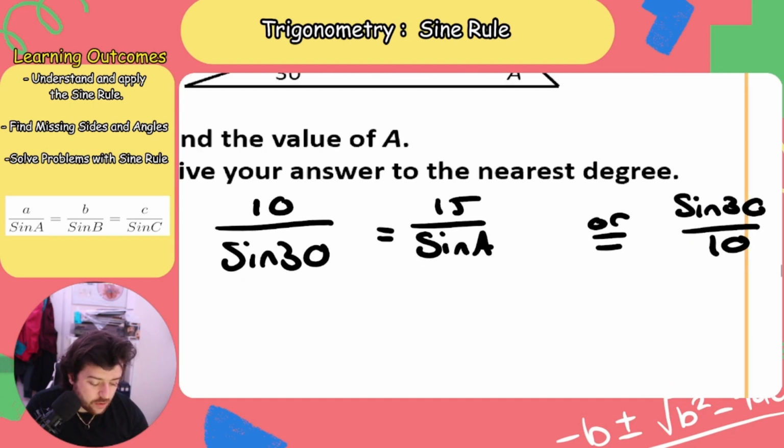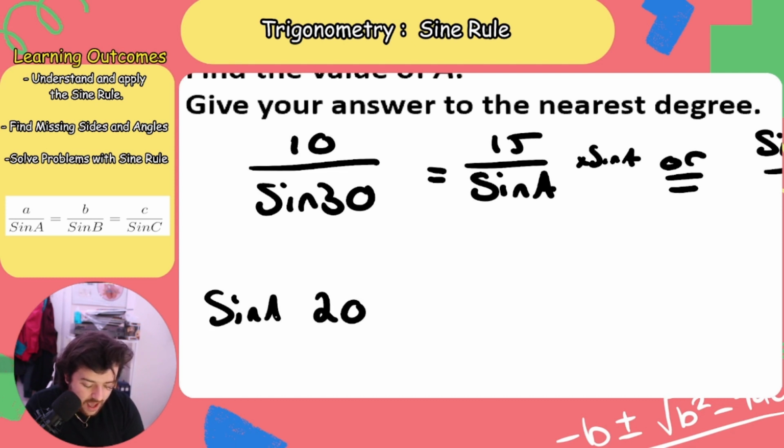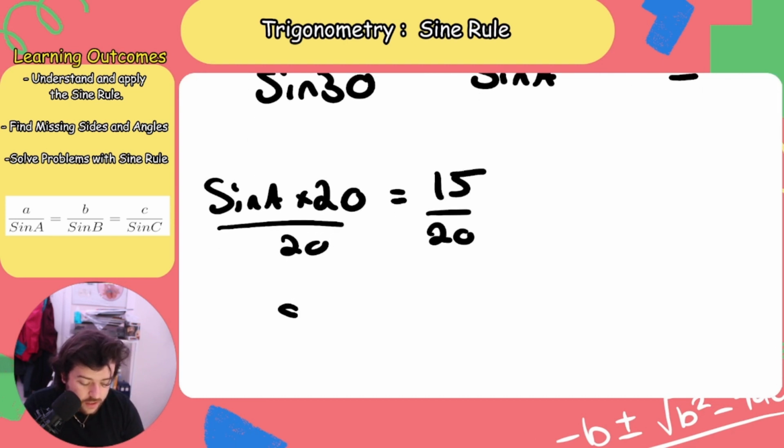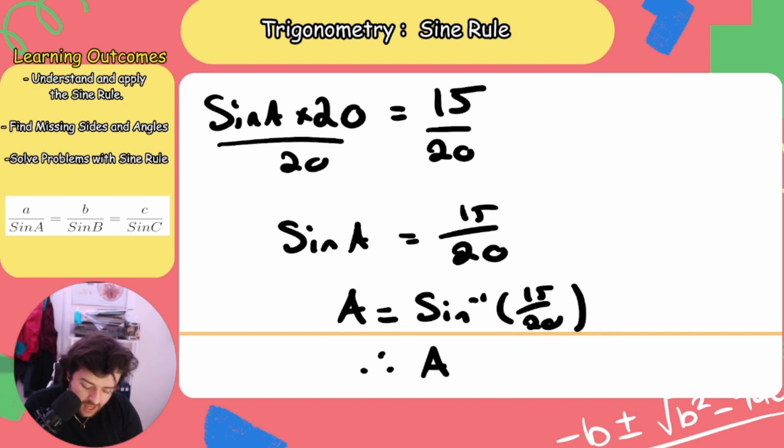But if you can't remember this, we can just use basic algebra here. I'll multiply both sides by sine A. So I have 10 divided by sine 30, which is 20 anyway, so sine A multiplied by 20 is equal to 15. Then divide both sides by 20. So sine A is equal to 15 over 20. Remember we have to use our inverses, so angle A is going to be equal to sine inverse of 15 over 20.